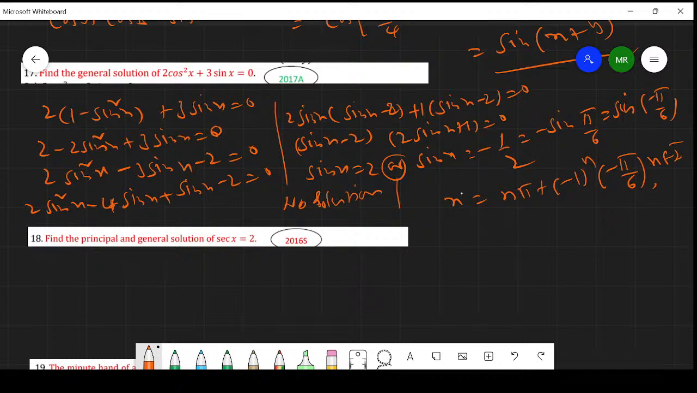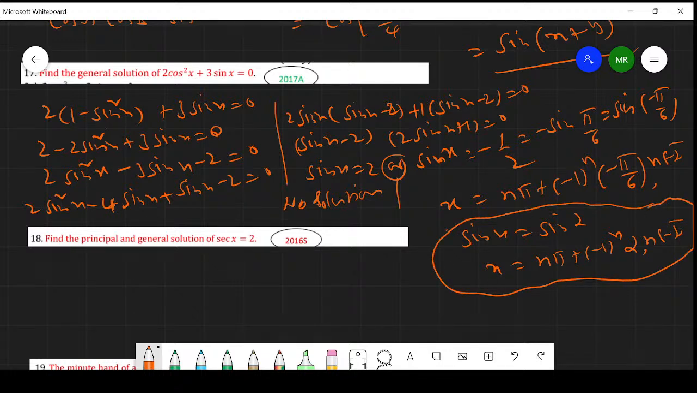This x is your general solution. Sir, how did you get this? Just verify in the previous problem. When they are asking for the general solution, remember here, whenever sin x is equal to sin alpha, always x is equal to n pi plus minus 1 whole power n into alpha, n belongs to Z, integer. So this you should remember.